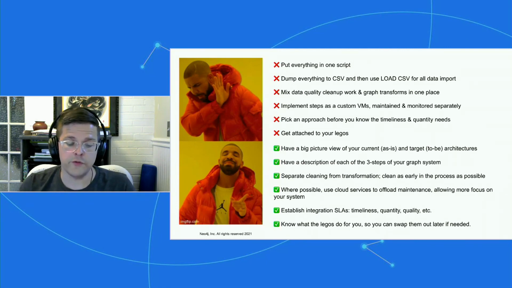And for the last two, first is establish some integration SLAs, and those are things like how much timeliness, quantity, and quality that you need out of your data, what's acceptable. This prevents gold plating your solution, and it also tells you whether or not you've hit the mark and whether or not you've succeeded. And then finally, know what those Legos do for you. So understand the meta Lego block level so that you can swap them out later as needed. Maybe your company is going to need to go through a technology upgrade for whatever reason. Maybe it's going to be a security issue. Maybe it's going to be a better deal that you can get on a component down the line. But you want to be able to swap those out.